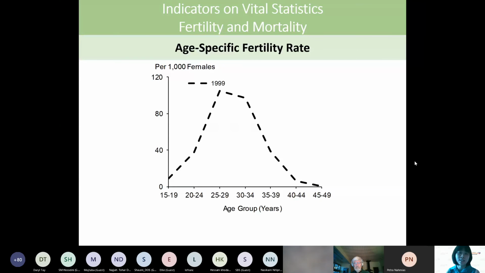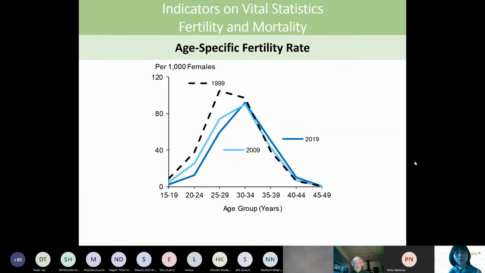One trend to highlight is the shift in fertility patterns in Singapore. In 1999, fertility was the highest among females aged 25 to 29 years. A decade later, in 2009, we see that the peak childbearing age has shifted to the 30 to 34 years age group. And in 2019, we saw a further fall in fertility among those below 35 years and a slight rise for those aged 35 years and above.